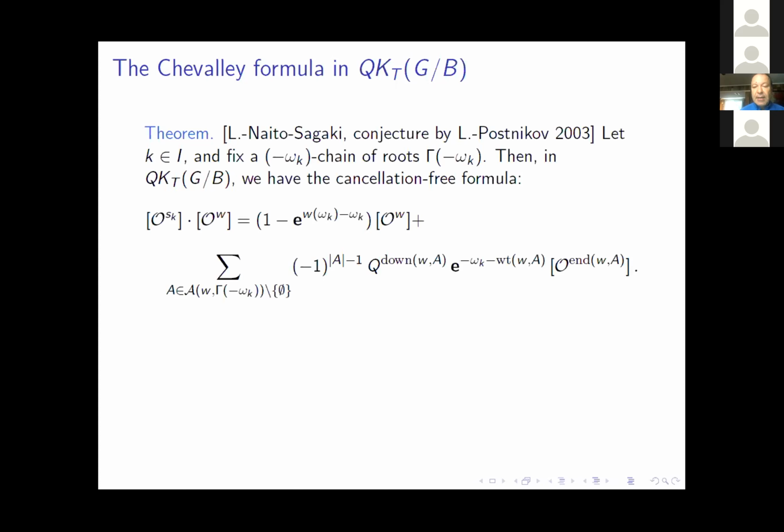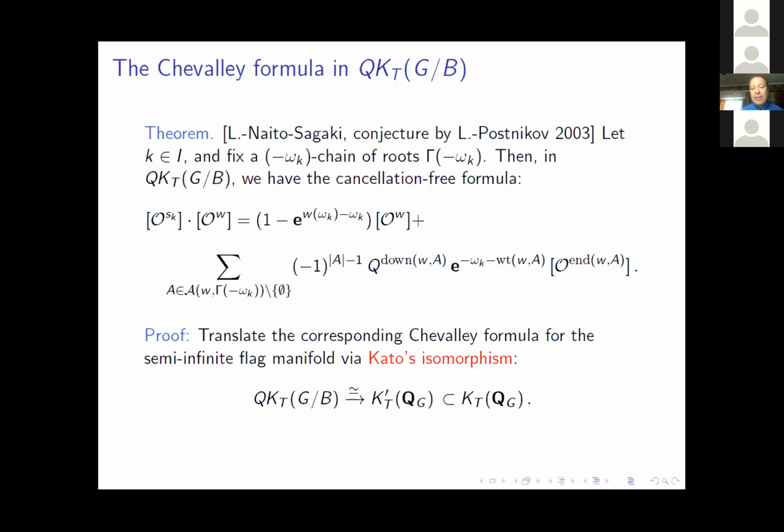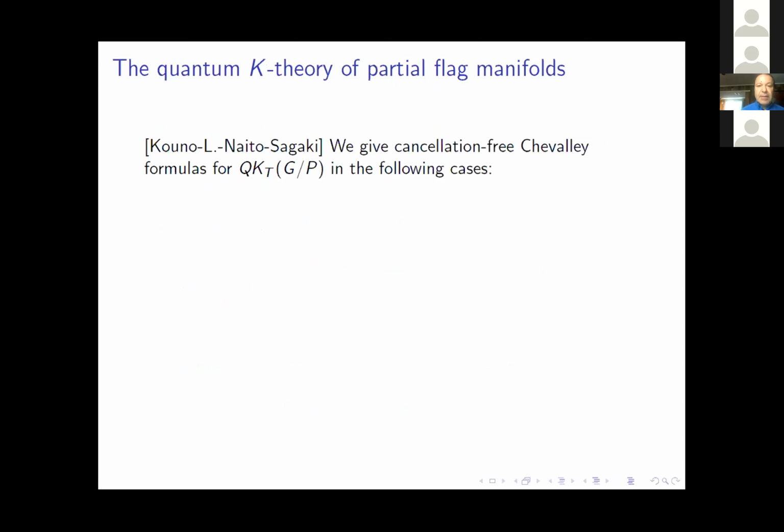And you see here, in this expansion, the statistics: the weight, and the end. So we have the equivariant parameters e to some power, where the weight is relevant. And then we have the quantum parameters q raised to the power down of wn. This follows from the formula that we derived before in the semi-infinite flag manifold, because there is an isomorphism due to Kato between quantum K theory and the K theory of the semi-infinite flag manifold.